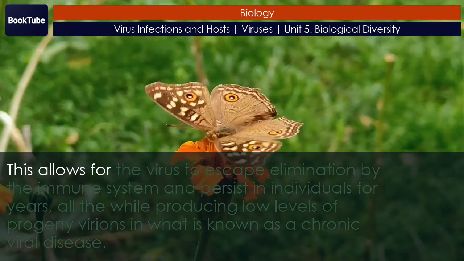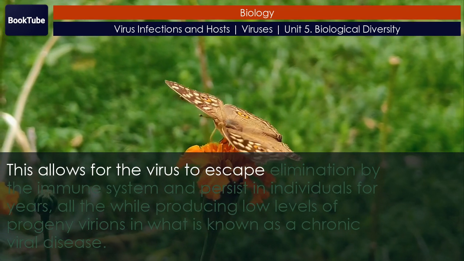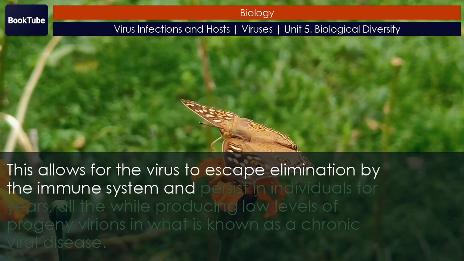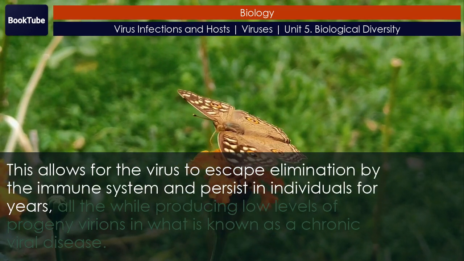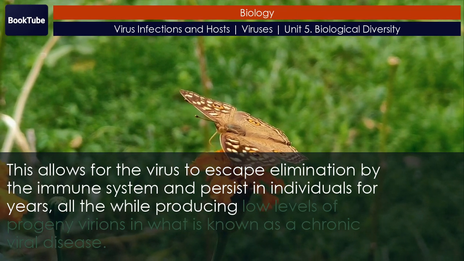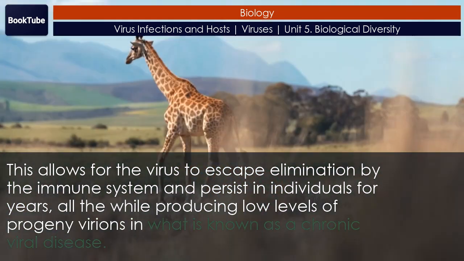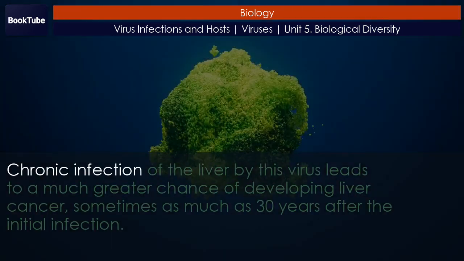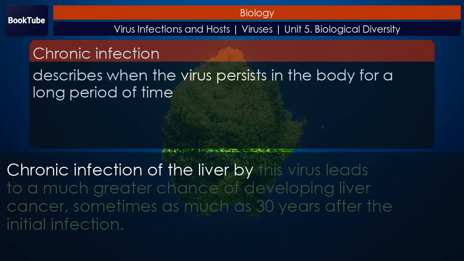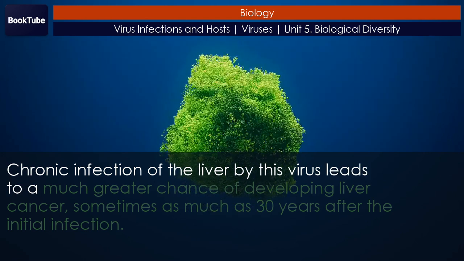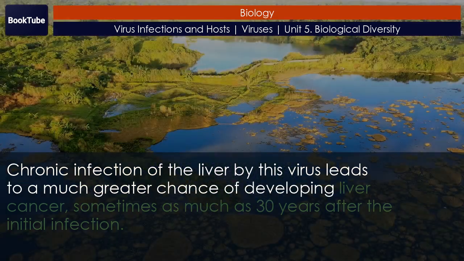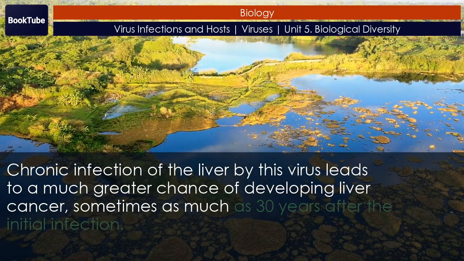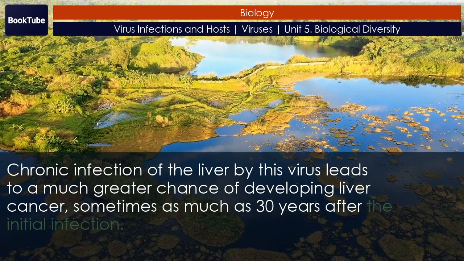This allows for the virus to escape elimination by the immune system and persist in individuals for years, all the while producing low levels of progeny virions in what is known as a chronic viral disease. Chronic infection of the liver by this virus leads to a much greater chance of developing liver cancer, sometimes as much as 30 years after the initial infection.